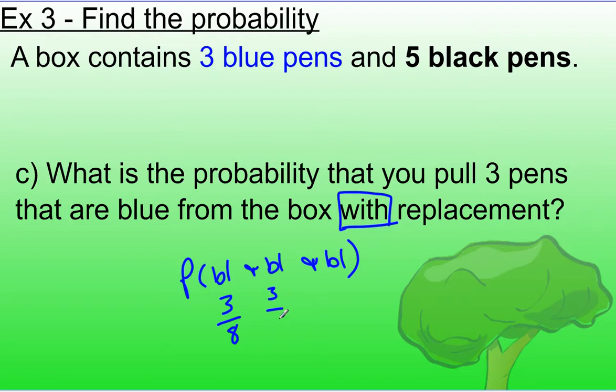3 out of 8. And you put that one back in. 3 out of 8. And you get 3 out of 8 times 3 out of 8 times 3 out of 8. Since you have different actions happening, you multiply them together. You get 27 out of 512. And that does not simplify.